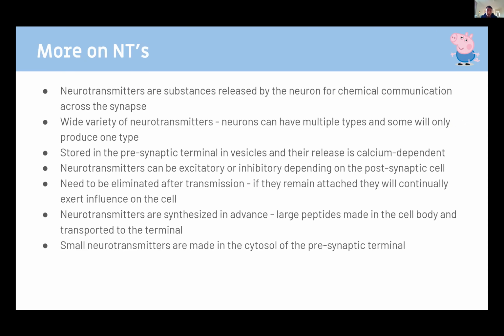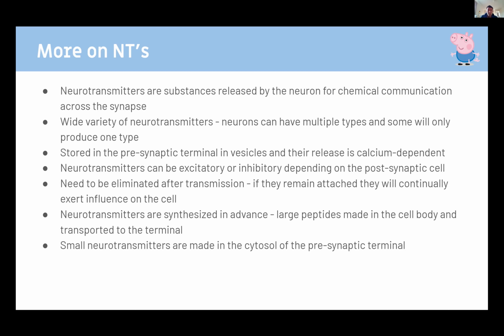A bit more on neurotransmitters. So what really are neurotransmitters? They're basically substances released by the neuron for chemical communication. That's all they really are. They're just a bunch of substances for communication that the neurons will release. So there's a wide variety of neurotransmitters. There's different types. Some neurons will have multiple types. Some will only produce one type. That's just something to note.